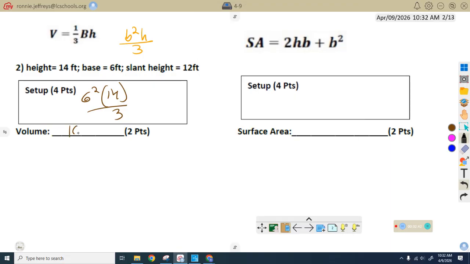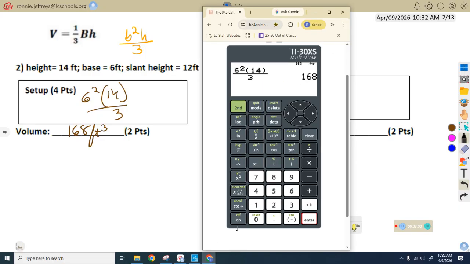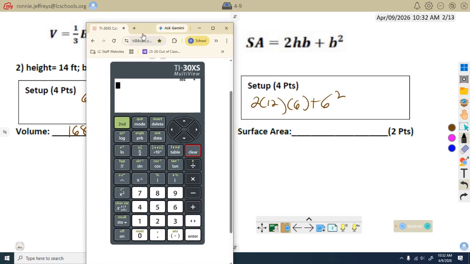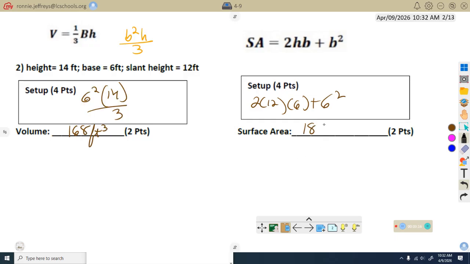All right, so 168 feet cubed. 2 times 12. 6 plus 6 squared. Also, any other note that you may need to put in there, like, you know, slant height goes with surface area, something like that. Feet squared.